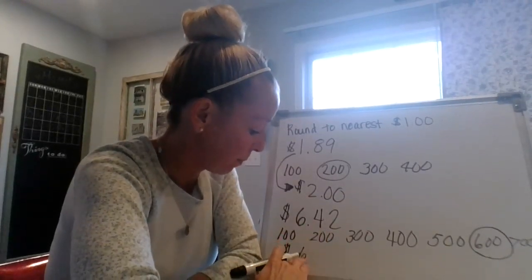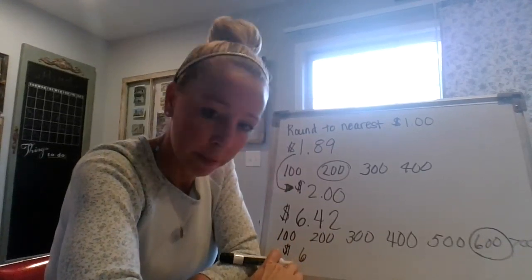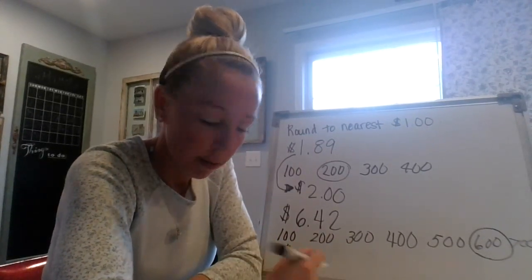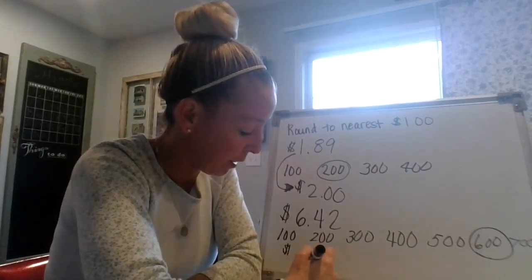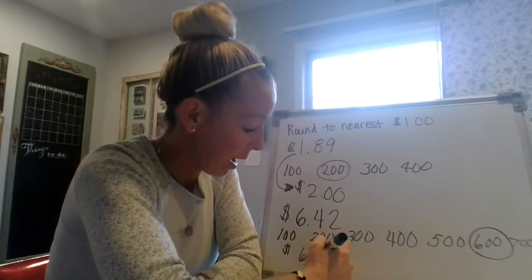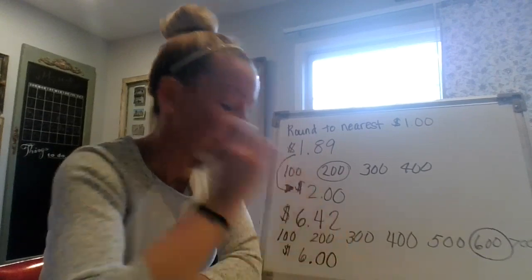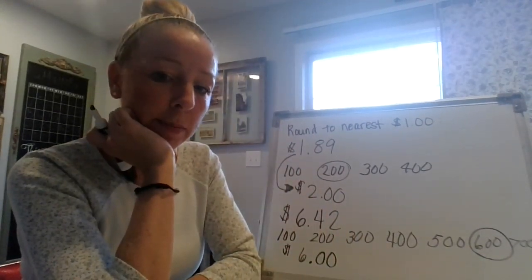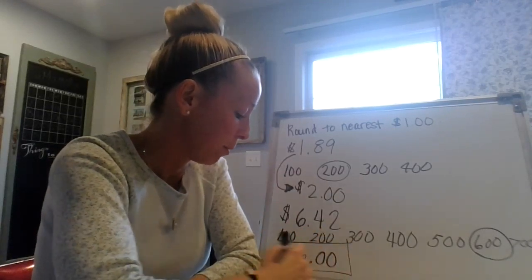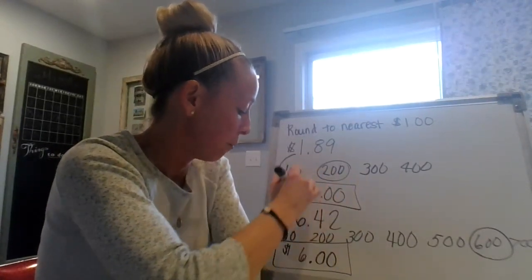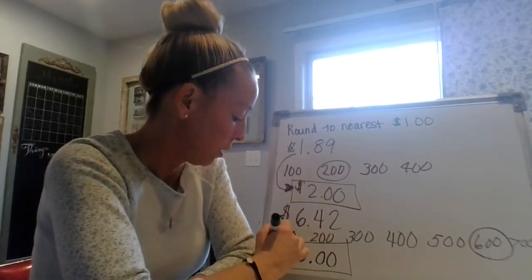Did you guys see that? I put my decimal point in the wrong spot. Because we need a dollar sign, dollar amount, decimal, and then the change amount in money. So these are the two items I have on my grocery list, and I have rounded them to the nearest dollar.